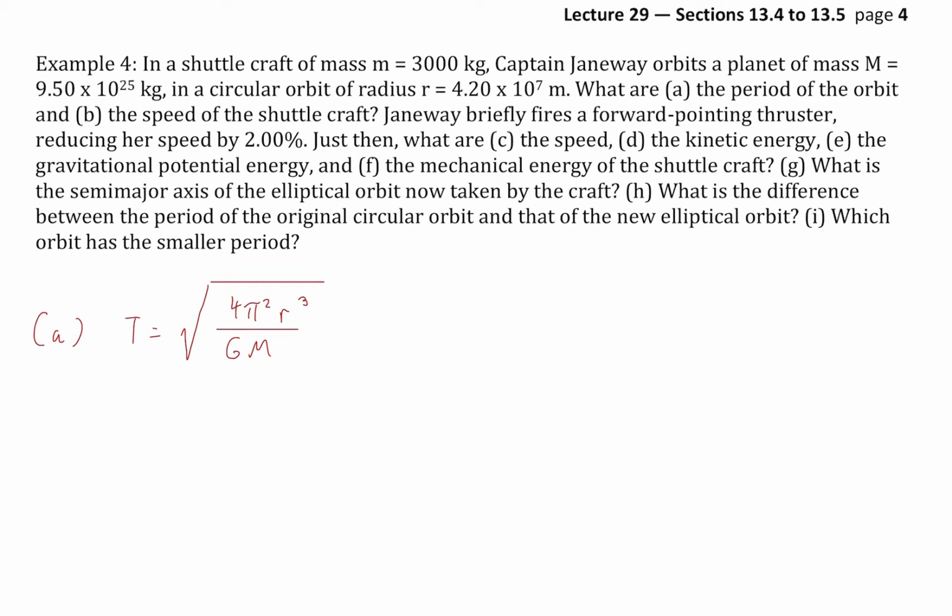Okay, and then in part G, what is the semi-major axis of the elliptical orbit now taken by the craft? And the reason we know it's going to be an elliptical orbit is because she fired her thrusters in a forward-pointing manner. So she didn't transition from one circular orbit to a larger circular orbit, because that would have required an angled thruster. If force is applied tangential to the circular path, then the result will be an ellipse. Okay, and then H, what is the difference between the period of the original circular orbit and that of the new elliptical orbit? And finally, I, which orbit has the smaller period?